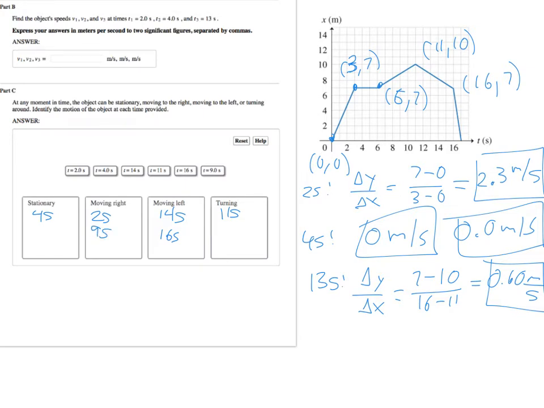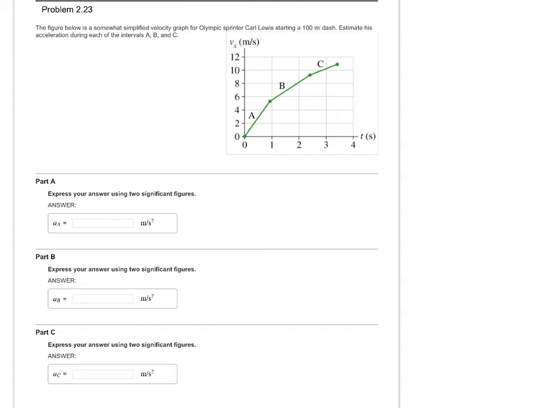to the right. Moving on to our next problem here, we have a velocity versus time graph for Carl Lewis, the Olympic sprinter, while running a 100-meter dash, and we're asked to estimate his acceleration during each of the intervals listed, A, B, and C. So we instantly should be thinking about the fact that acceleration on a velocity versus time graph equals the slope. So that's what we're ultimately going to have to calculate.